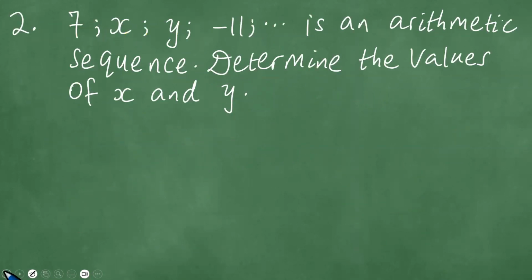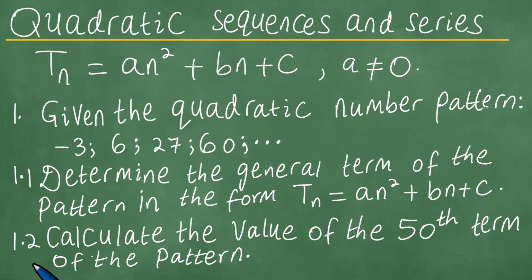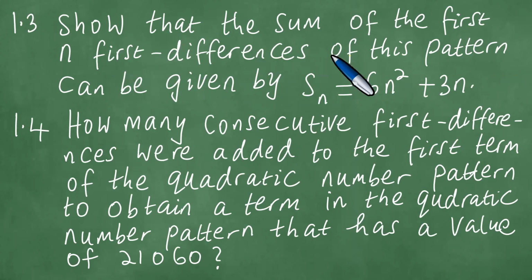Next question. We calculated the value of the 50th term, and it was just obtained. Now, the next question. Show that the sum of the first differences of this pattern can be given by S sub n equals 6n squared plus 3n. So let's look at that question.